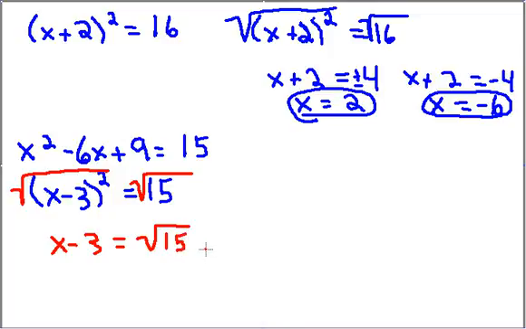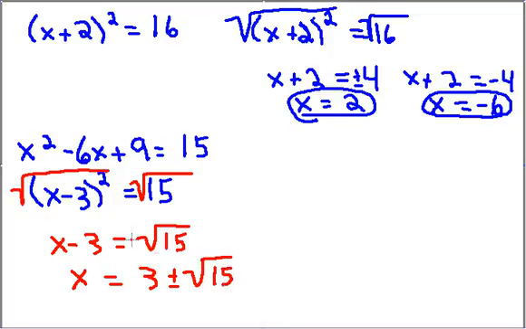At this point now, we need to solve it for x. Well, x is having a 3 subtracted from it, so we need to add 3 to both sides. Well, that'll leave us with an x on the left. Then on the right, we're going to have the 3 that we just added, and that's going to be plus or minus the square root of 15.